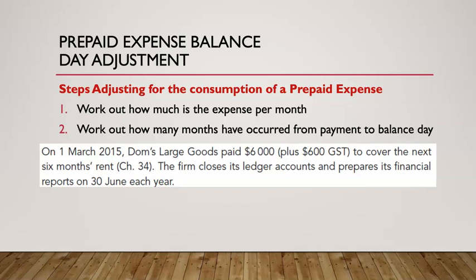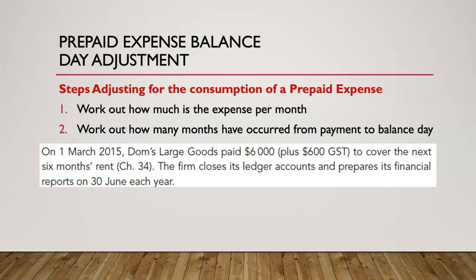On March 1st, 2015, so an old example, but it's still perfectly valid, Dom's Large Good paid $6,000 plus $600 of GST to cover the next 6 months of rent. The firm closes its ledger accounts and prepares reports on 30th of June each year. So on 1st of March 2015, we're going to record a prepaid expense of $6,000 for prepaid rent. Cash going down, our credit, prepaid rent, our asset going up, a debit.